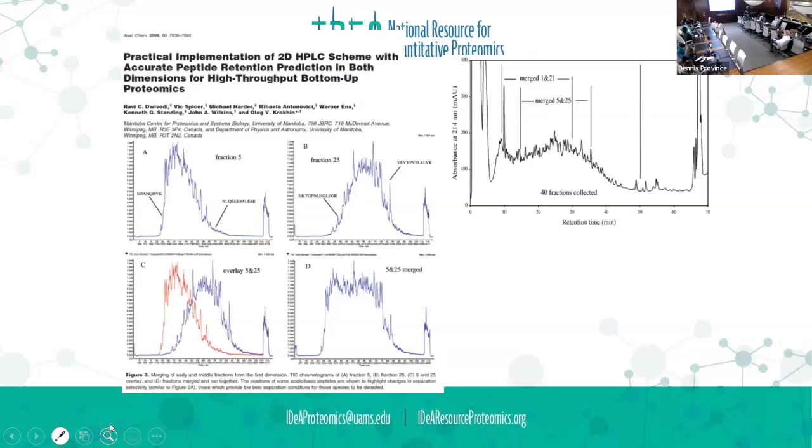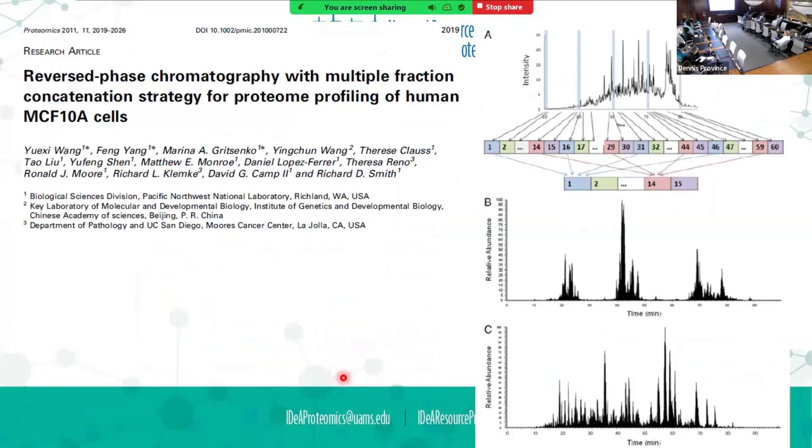So here in this paper, they show, I guess I should use a mouse for those online, this is fraction five. And you can see there's a good separation. This is fraction 25. And here they're just overlaying the chromatograms. And then in this D panel, they actually combine the two fractions and ran them on the mass spectrometer. And you can see, oh wow, it's covering a lot more of the retention time window at low pH going into the mass spectrometer. And so this is what we started doing about the time that this paper came out.